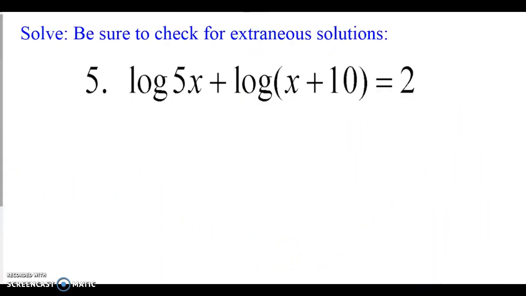Okay? Why don't you try this one, set it up, pause the video, see if you can at least set it up for yourself. Remember, logs on both sides. Remember, please remember this, if there's no base next to that log, what base is it? And we're going to need that because you're going to need that number when you go to solve.